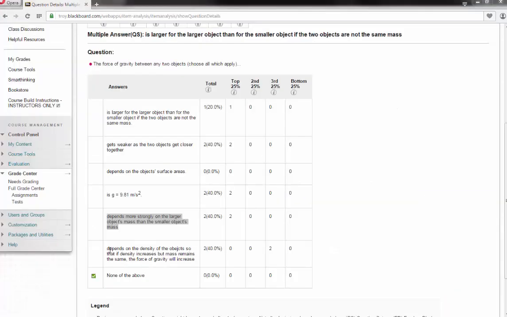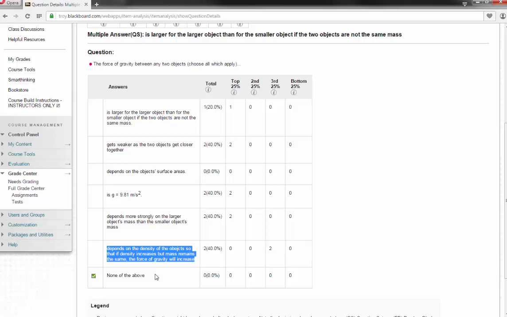Okay, that leaves us with this as our last option. This one says force of gravity between two objects depends on the density of the object, so that if density increases but mass remains the same, the force of gravity will increase. I guess maybe two people must have picked this if I'm reading this correctly. And actually this one is also false.